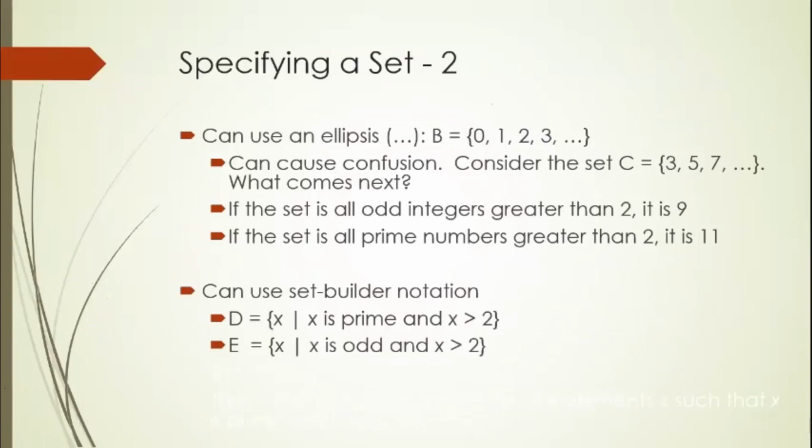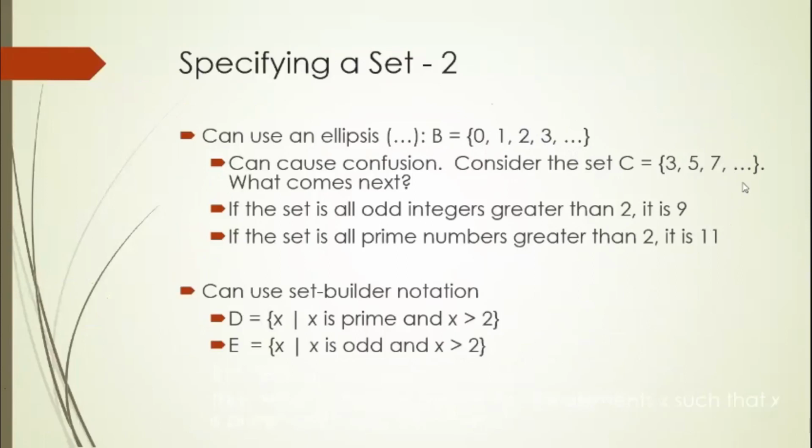Sometimes it can cause confusion, just like what we have here in the example. Consider the set C that comprises the elements 3, 5, 7, then dot, dot, dot. What if you are asked to determine the missing value, the value after 7? What would the answer be? Some of you might answer 9 and perhaps some of you may answer 11. Why? Because the way the set is written is very confusing, since we can have more than one answer. It could be 9, it could be 11.